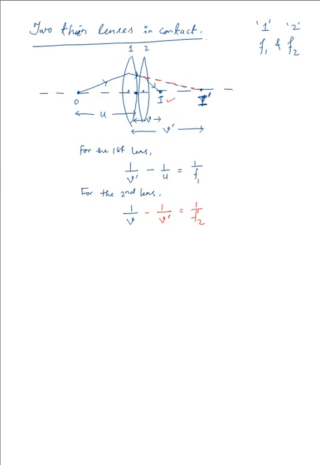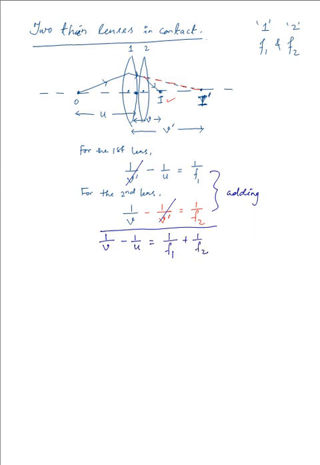Well, let's see. If we add up these two equations, then as far as the left hand side is concerned, we finally have cancellation over there, 1 over v dash minus 1 over v dash, that cancels out, and what we are left with is 1 over v minus 1 over u, and that is equal to, over to the right hand side, we have 1 over f1 plus 1 over f2.